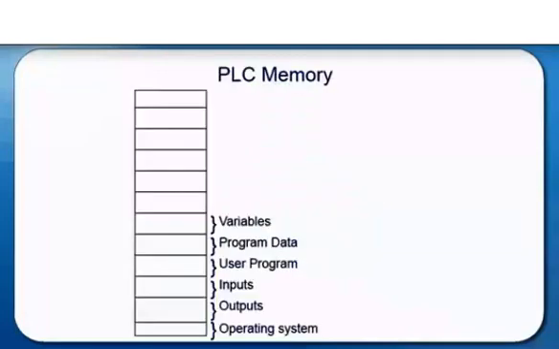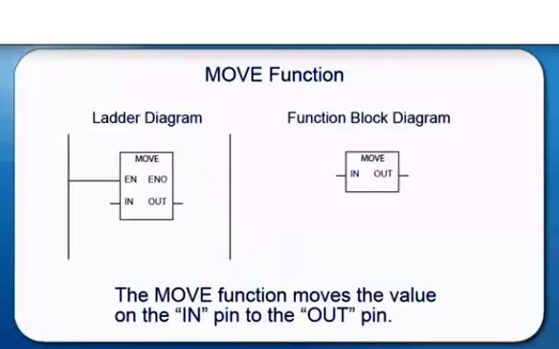At the bottom of the memory areas we have the operating system that tells the CPU that it is a PLC. Then we have the inputs, outputs, our program, data and variables. If we want to control a device, then we need a way to transfer an analog value to the location of the output that the device is connected to. PLCs have a library of functions that we can use to manipulate analog values.